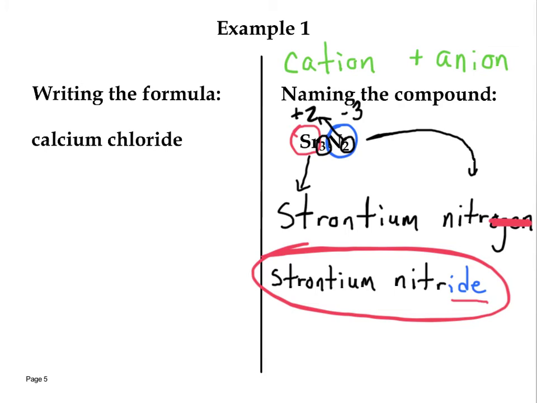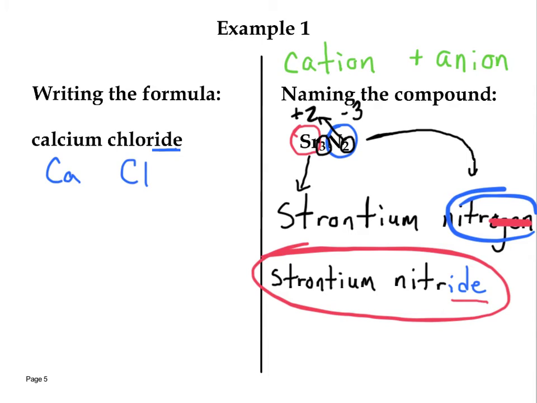Let's now take a look at the left side of the screen where I'm going to write the formula. So I'm given this example of calcium chloride. The very first thing that I'm going to do is figure out what my chemical symbols are for these elements. So I know that calcium is Ca, and I know that chlorine is Cl. Remember, this -ide ending is a suffix that I always attach to my nonmetal. So chloride has to come from the element chlorine. So it's that same change that we made in the nitrogen in the previous problem.